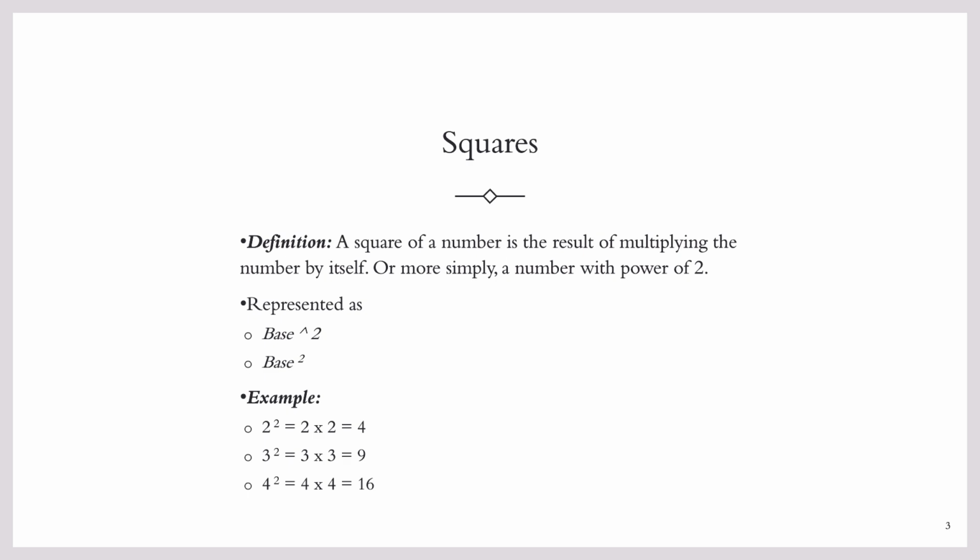Squares mean their power is 2. A square of a number is the result of multiplying the number by itself, or more simply, a number with the power of 2. It is represented as base and then the upwards arrow 2, or base and superscript 2. For example, 2 square means 2 times 2, that is equal to 4, and 3 square means 3 times 3, that is equal to 9. 4 square is 16.